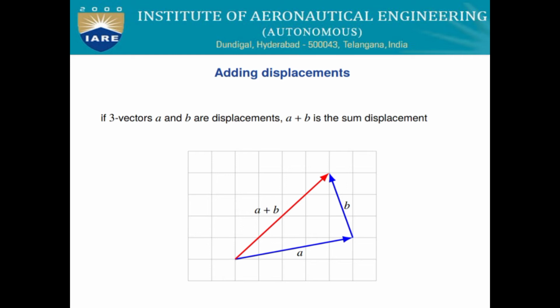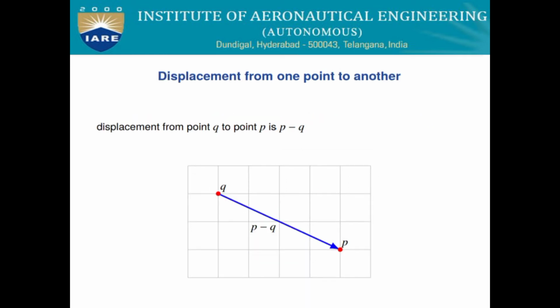Adding displacements. If a and b are displacements, a plus b is the sum displacement. The blue arrow mark is a, and the other little blue arrow mark is b. The particular hypotenuse line is a plus b. This is known as adding displacements. Displacements are used more often in physics, displacements from one point to another.